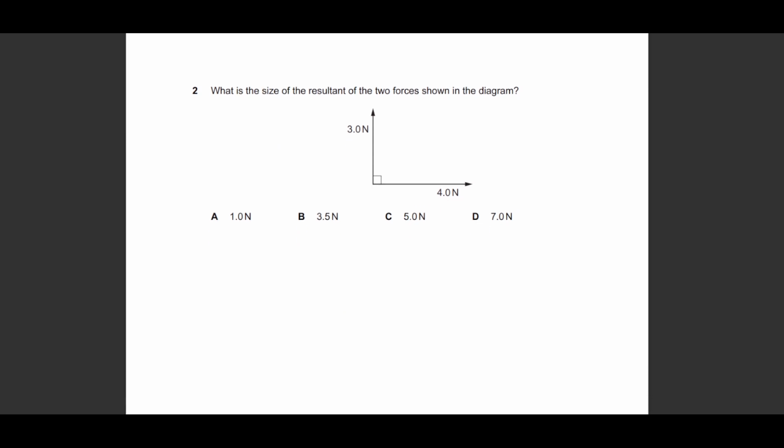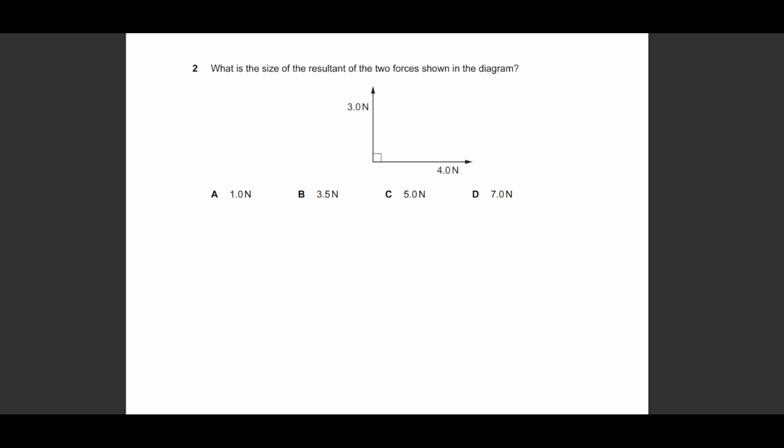Okay. Now let's try to implement this idea into a question, a P1 question. So he tells you that there are two vectors represented over here. He's asking you about the resultant of the two forces. Now, of course, this is a P1 question.